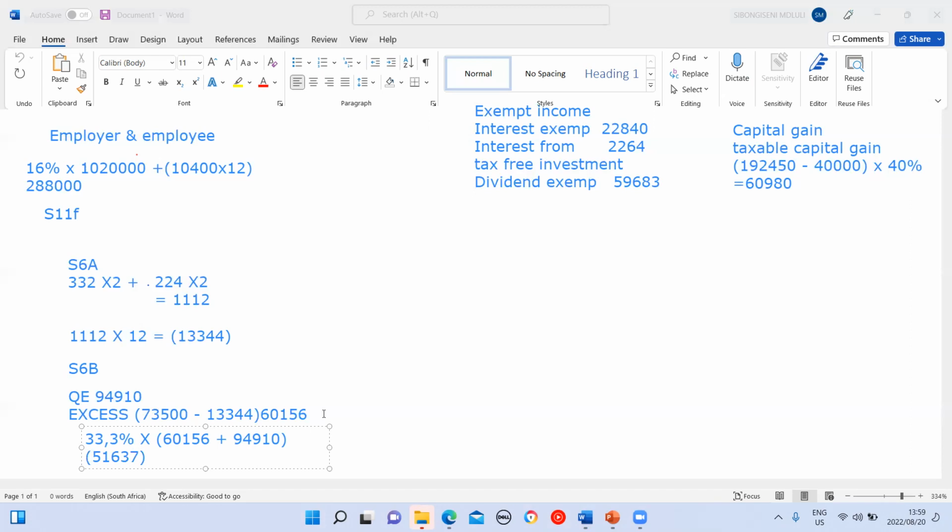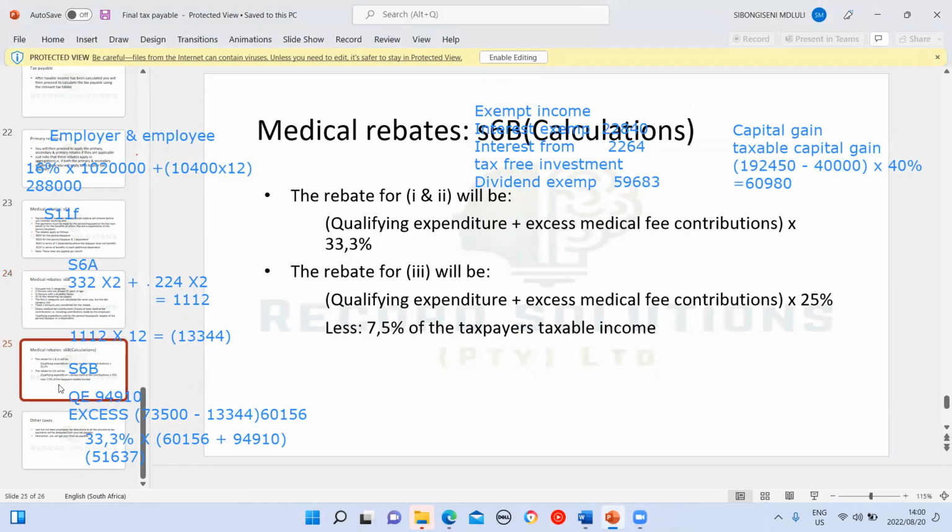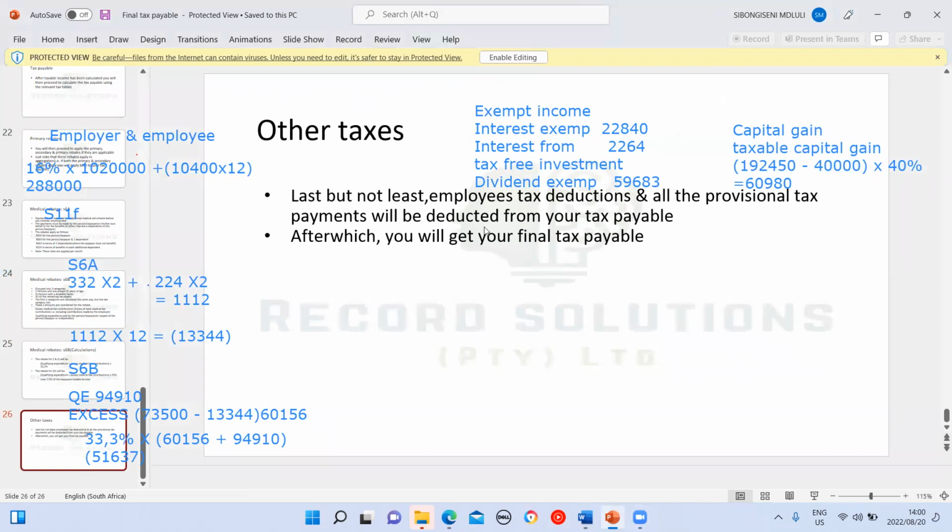Then let's continue with our slides or framework. After you have calculated your rebate section 6B, here's the calculation. Then you'll go to other taxes. Other taxes will simply deduct the employee's tax deduction and the provisional payments made from the tax payable. And after that, you'll get your final tax payable. And that will be the end of this question.